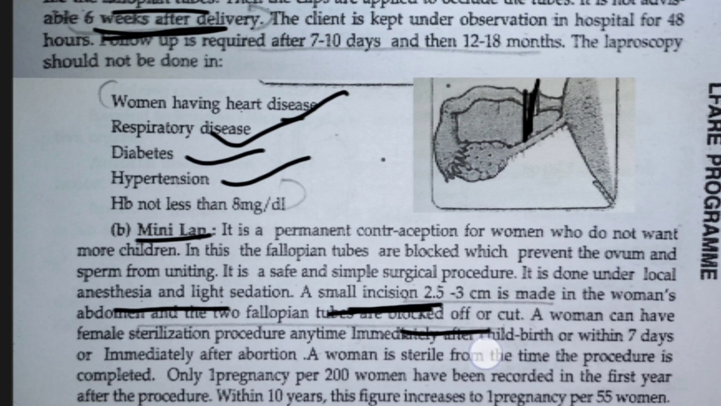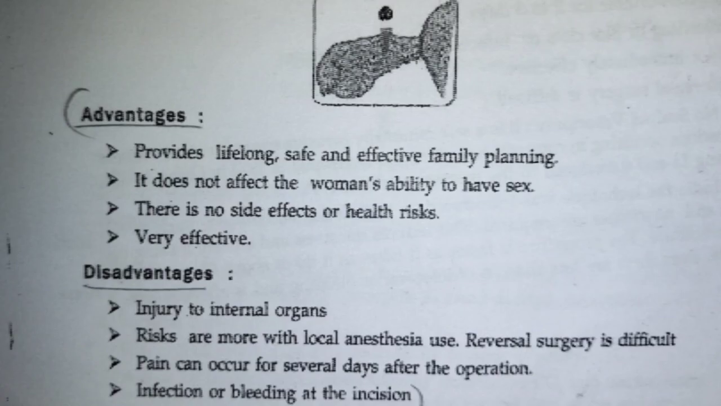Immediately after the birth, or immediately after an abortion, the woman can undergo mini lap. The only problem is that even after performing this mini lap, there is a chance that the woman might get pregnant. In previous days only 1 in 200 women used to get pregnant, while now 1 in 55 women are getting pregnant. What are the advantages and disadvantages of the female sterilization method?